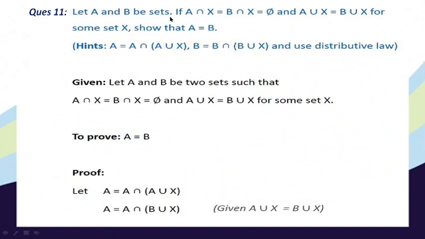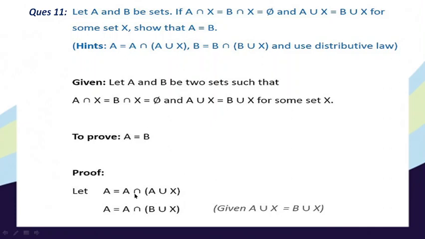Let A and B be two sets. If A intersection X is equal to B intersection X is equal to 5 (the empty set), and A union X is equal to B union X for some set X, then we have to show that A and B are equal. A hint is also given, and after that they are saying use the distributive law. These two pieces of information are already given, and we have to prove A equal to B. A is equal to A intersection (A union X), which is given in the hint.